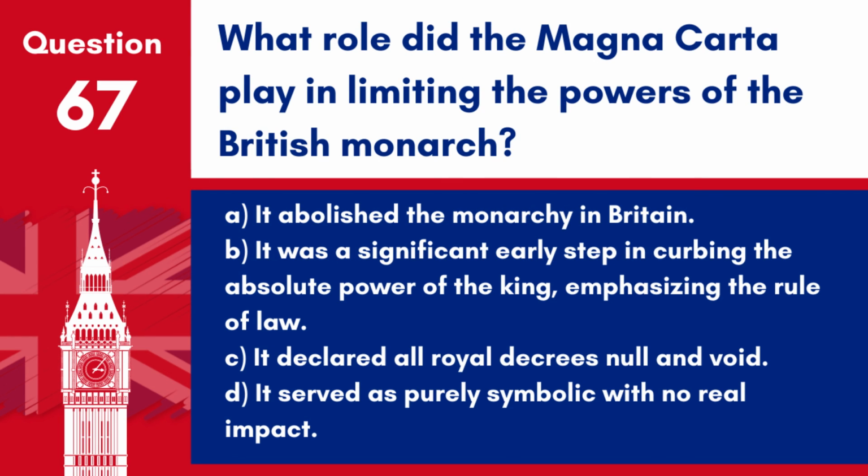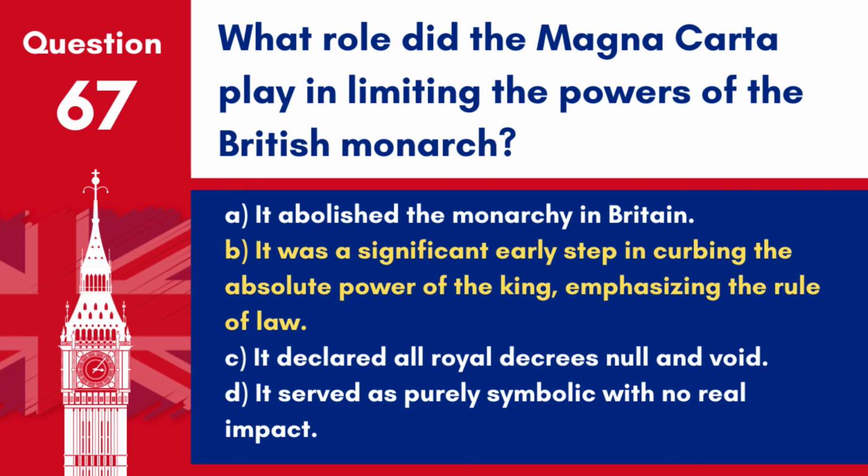Question 67. What role did the Magna Carta play in limiting the powers of the British monarch? A. It abolished the monarchy in Britain. B. It was a significant early step in curbing the absolute power of the king, emphasizing the rule of law. C. It declared all royal decrees null and void. D. It served as purely symbolic with no real impact.